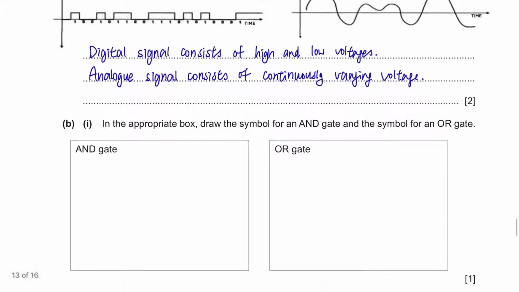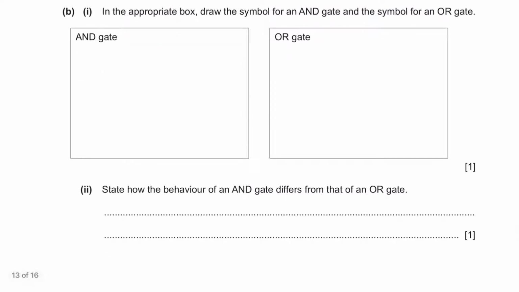Part B. In the appropriate box, draw the symbol for an AND gate and the symbol for an OR gate. Easy mark if you remember the symbols. This is the AND gate and this is the OR gate.